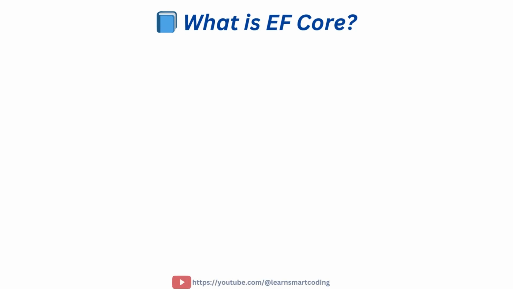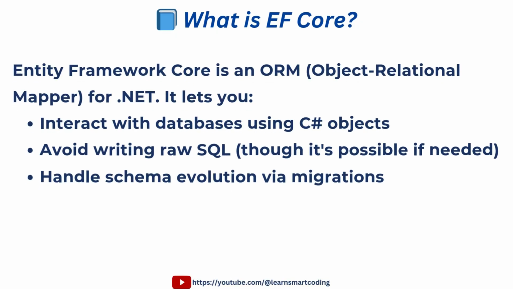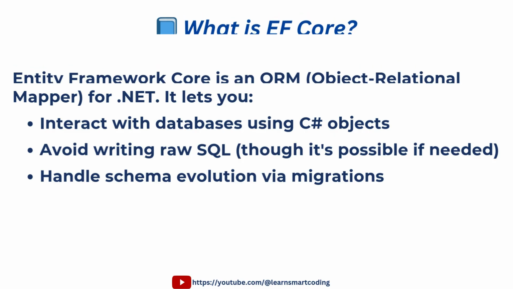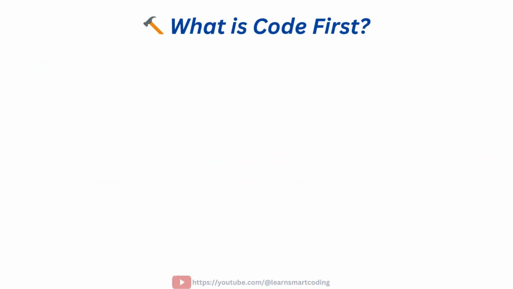But before we step into Entity Framework Core, first of all, what is EF Core? Entity Framework Core is an ORM, Object Relational Mapper, for .NET, and it lets you interact with databases using C# objects. Avoid writing raw SQL, though it is possible if you wanted to do so. It also handles schema evolution via migrations.